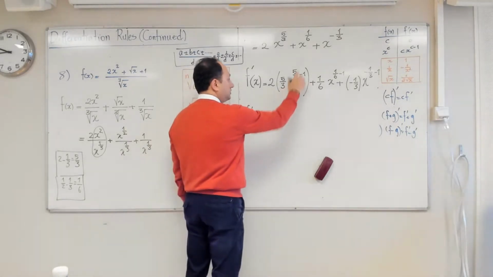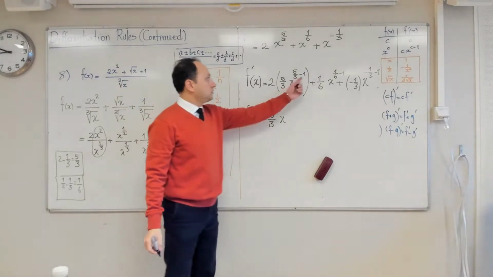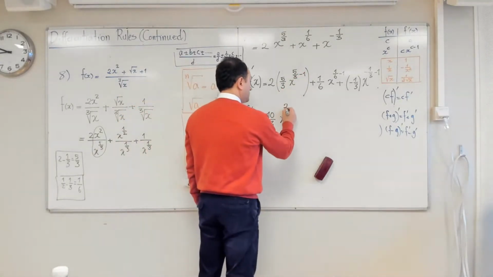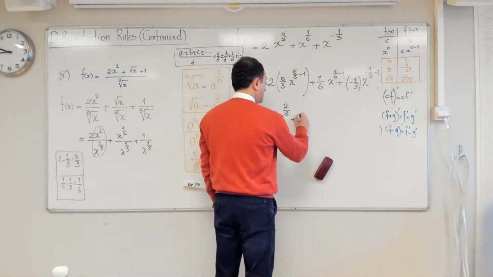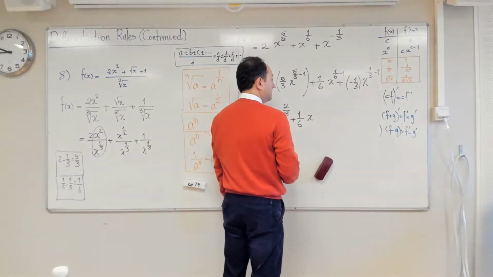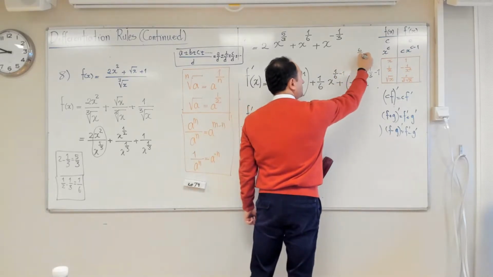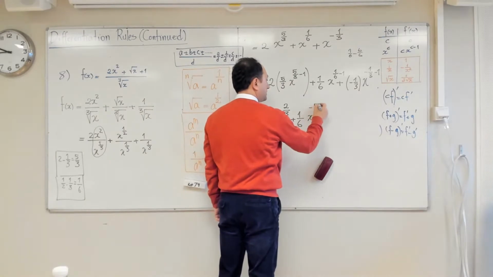And then can you do it in your head? What is 5 over 3 minus 1? 2 over 3. Because 1 is 3 over 3. 5 minus 3 is 2. So it becomes 2 over 3. And then what happens here? It is plus 1 over 6. X to power what? Minus 5 over 6. Yes, because another name for 1 is 6 over 6. 1 over 6 minus 6 over 6 is minus 5 over 6.